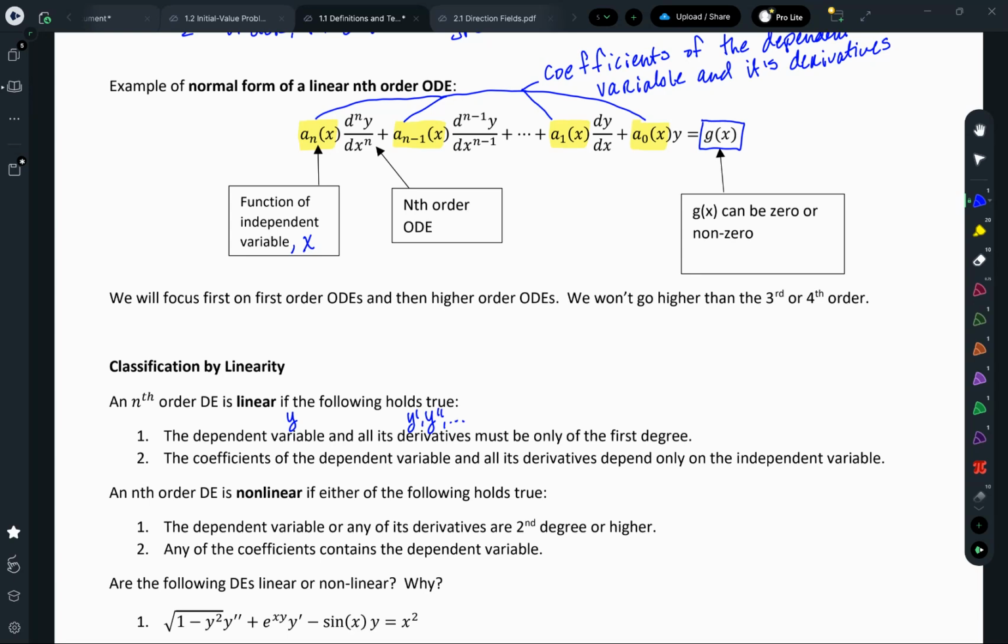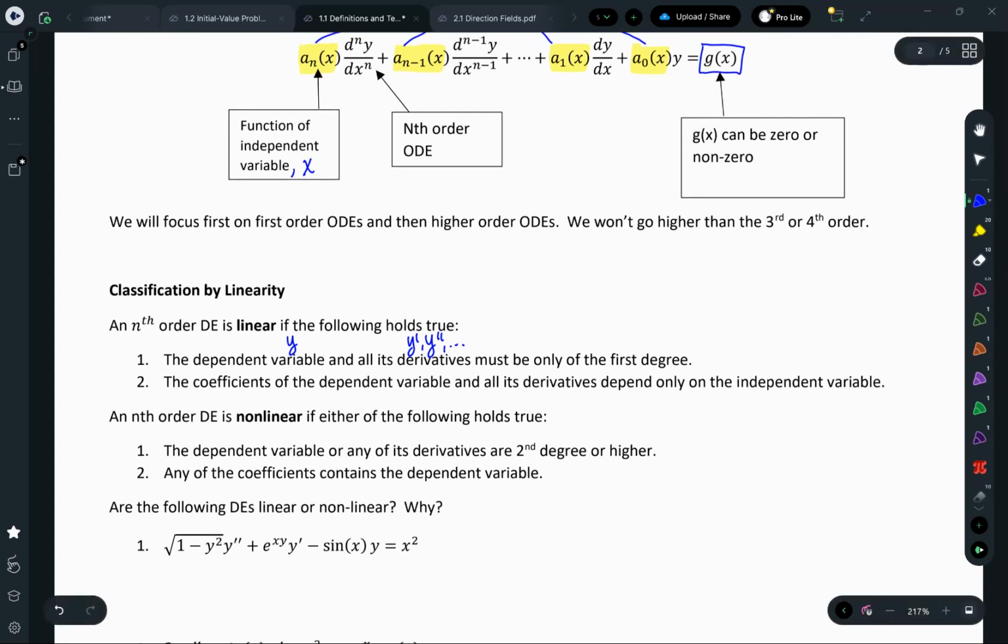So an nth order differential equation is nonlinear if either of the following holds true. The dependent variable or any of its derivatives are second degree or higher. So we want first degree y's, y primes, y double primes, and so on and so forth. The other thing, if the second condition is broken, then it's nonlinear as well. If any of the coefficients contain the dependent variable, then we have a nonlinear differential equation. So let's see if we can sort this out here.